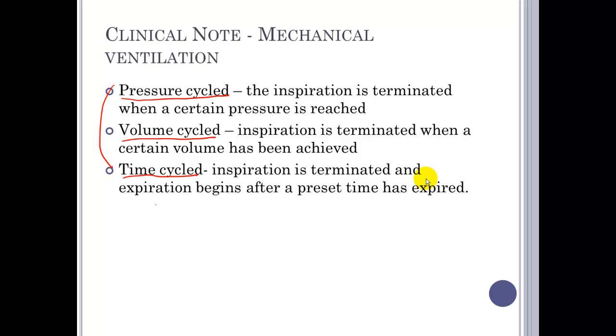Volume cycle. Inspiration is terminated when a certain volume has been reached. So the problem with this is if the lungs don't have good compliance, then this can actually pop a lung. So we have to be careful that we have the tidal volume set appropriately on volume cycle ventilations. And then time cycled. Inspiration is terminated and expiration begins when a preset time has expired. So this would be like we want so many ventilations occurring every minute, and this is going to be time cycled. Tidal volume and pressure can be set on this as well.